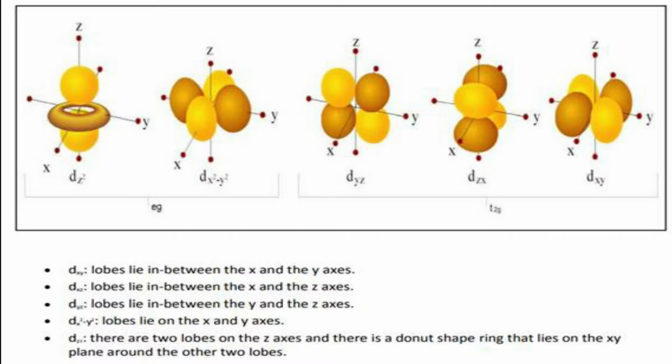It's a representation of all 5 d orbitals. First one, dz square orbital, where lobes are along z axis and donut shape of ring is there in xy plane. Second is dx square minus y square orbital, where lobes are perfectly along x and y axes. So these two orbitals, dz square and dx square minus y square, are axial orbitals. It is a doublet. Therefore, it is represented by symbol small e.